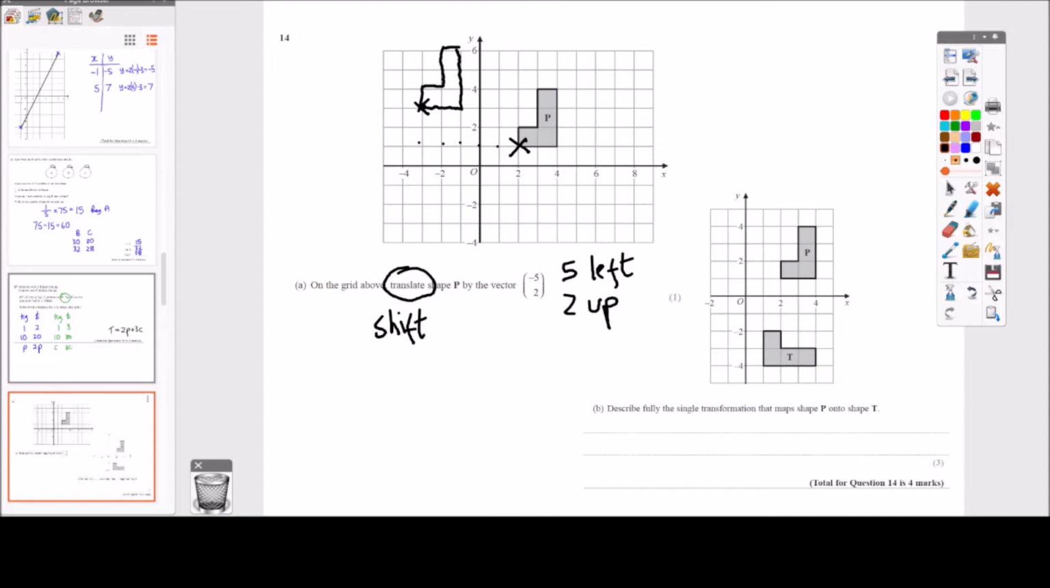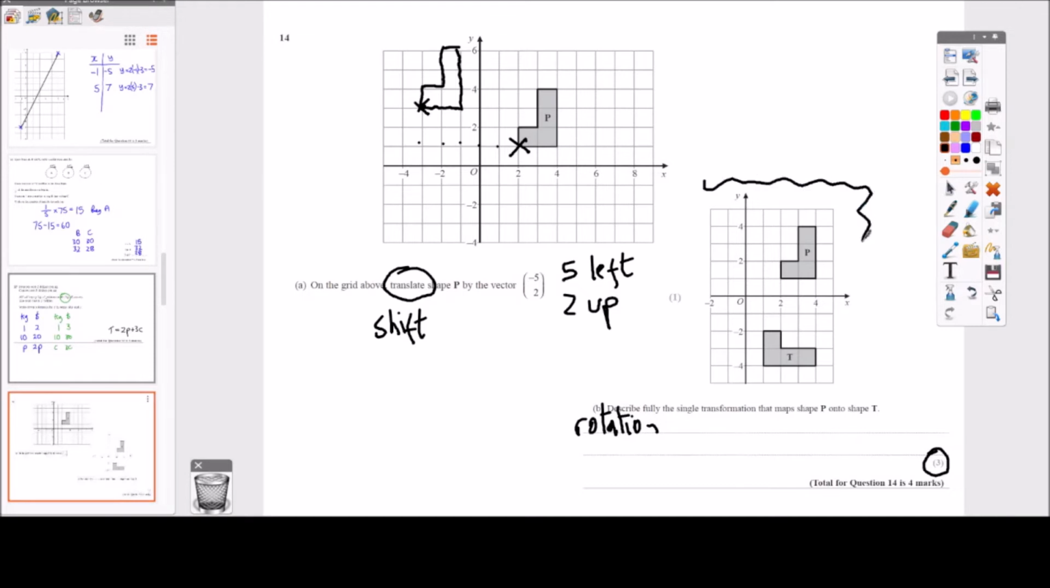Now, for part B, fully describe the single transformation that maps P onto T. Now, note it's got 3 marks, so you're going to have to make 3 points. So I can see this shape is just rotating around. So this is a rotation. That's my first point.